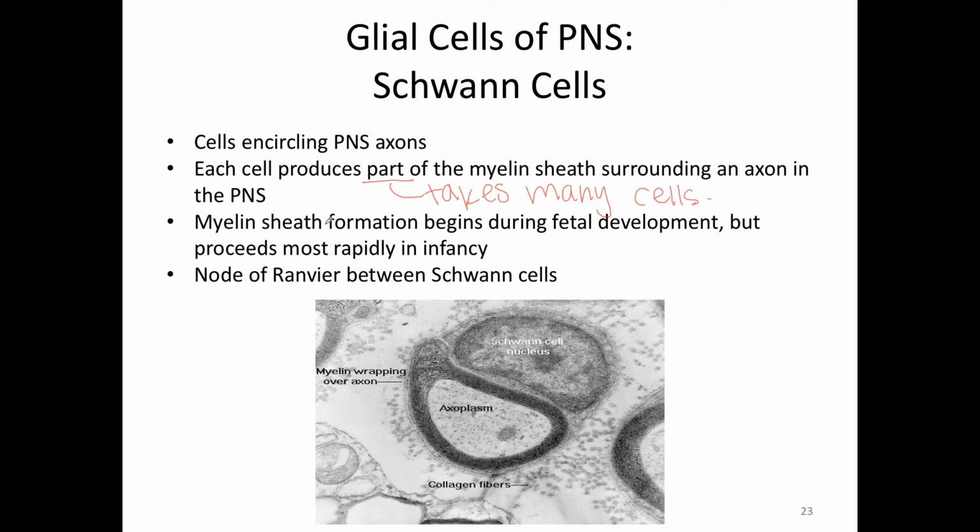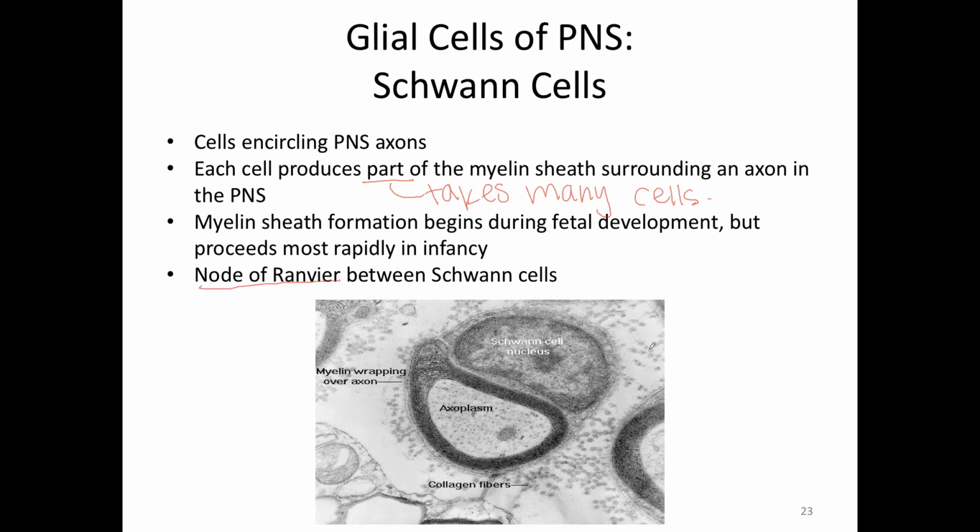So the myelin sheath formation begins during fetal development, but it proceeds most rapidly during infancy. So when a neonate is born, the nervous system isn't fully cooked yet, and it continues to develop as that infant grows and thrives. The area of bare axon between adjacent Schwann cells is called the node of Ranvier, and Ranvier was the guy who found them.